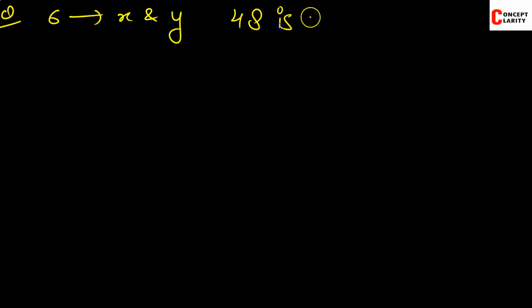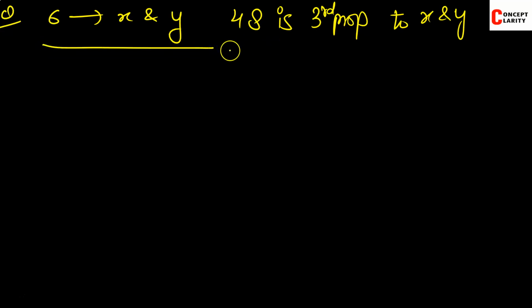Another question says that 6 is the mean proportion between two numbers, that is x and y, and 48 is the third proportion to x and y. So we have to find the numbers. It is given that 6 is the mean proportion to x and y and 48 is the third proportion to x and y. Now let's start.